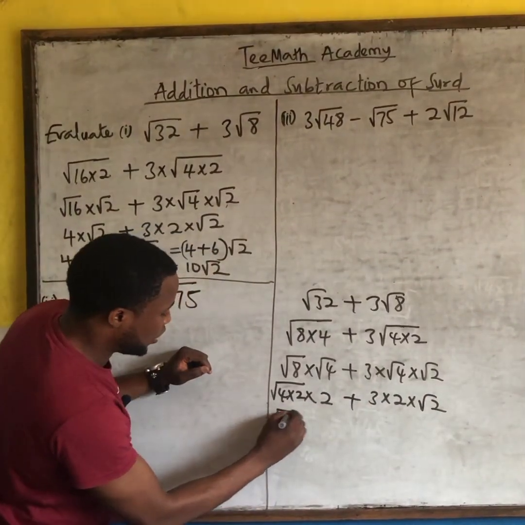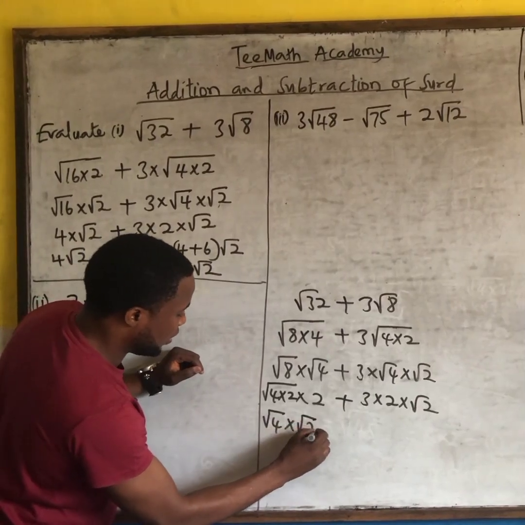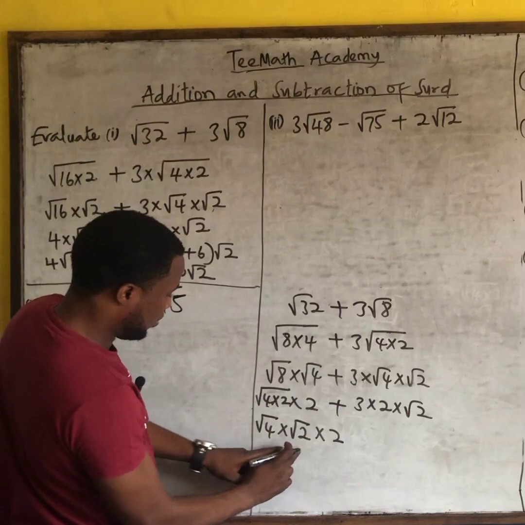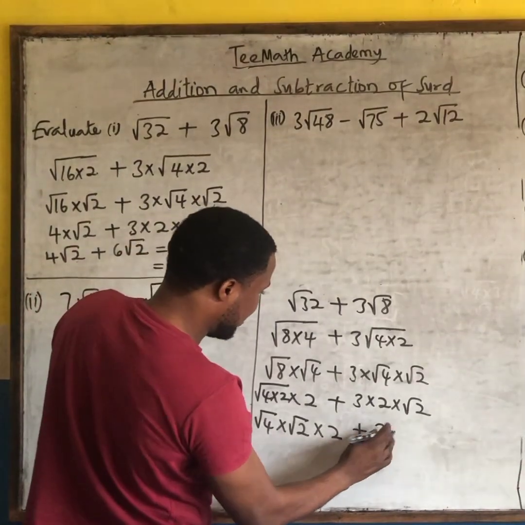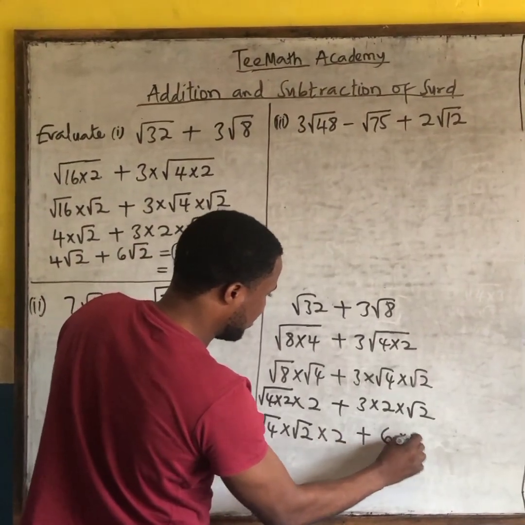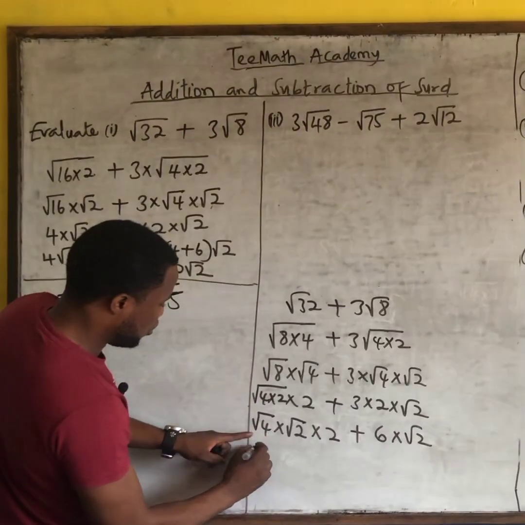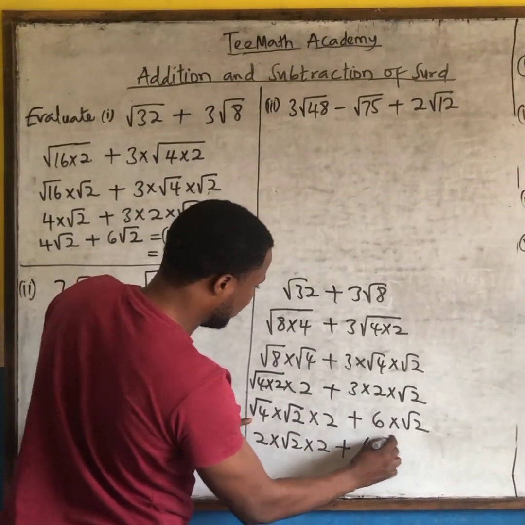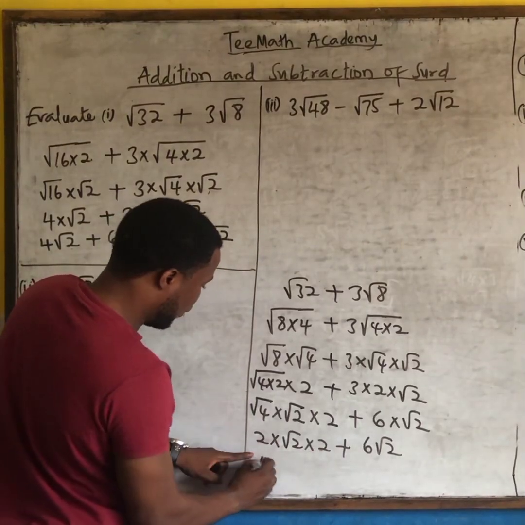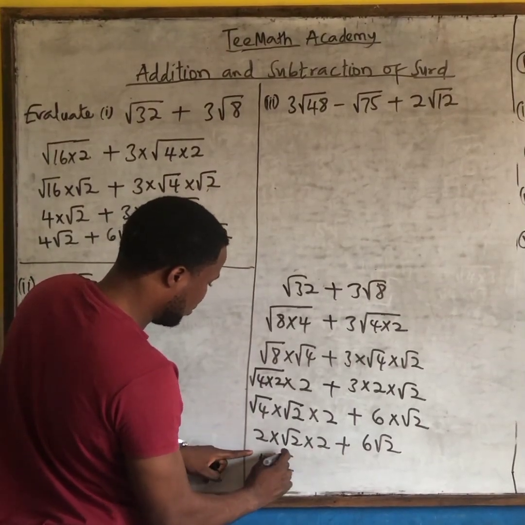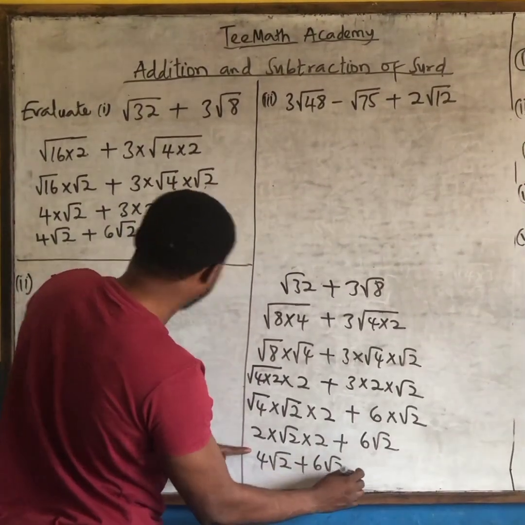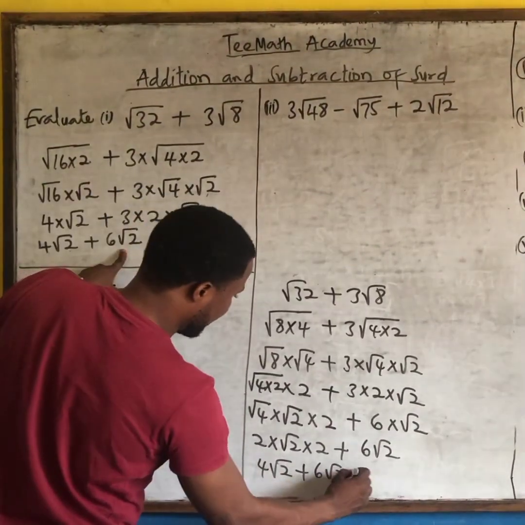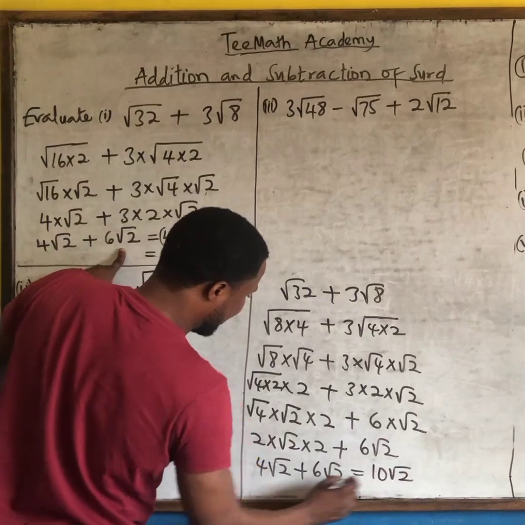Then I need to share the root here, then times 2 again. Look at what I did. Share the root. Then this one is there. Plus 6. This one is 6 times root 2. So here I can have 2 times root 2 times 2, plus 6 root 2. 2 times 2 is 4, times root 2 is 4 root 2, plus 6 root 2. You can see that it's the same thing. 4 root 2 plus 6 root 2. So 4 plus 6 is 10.